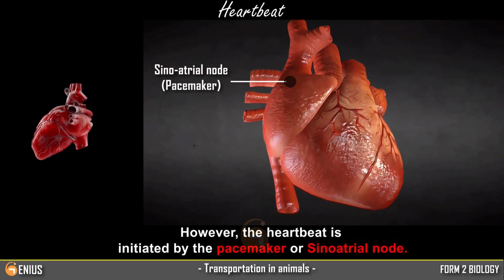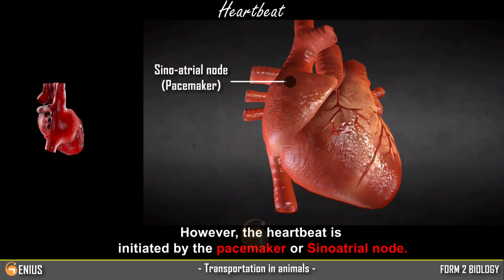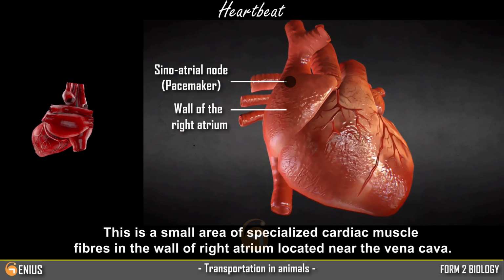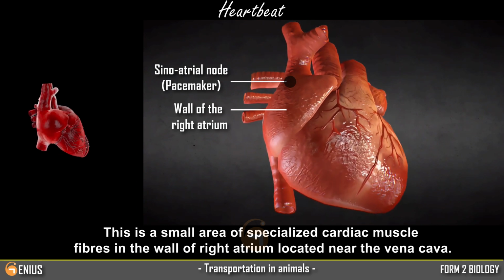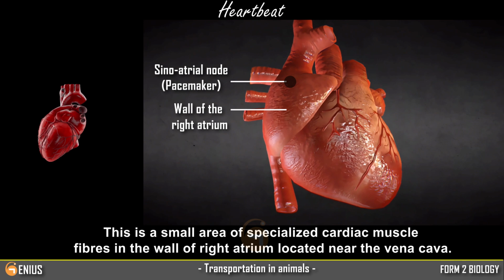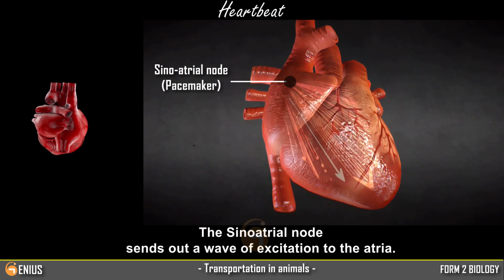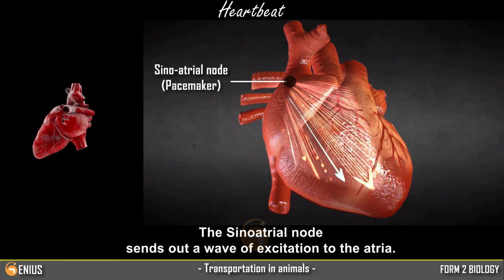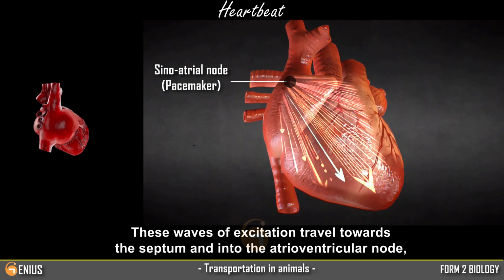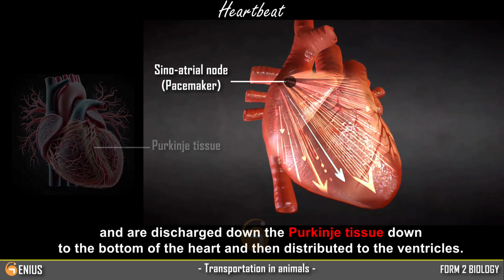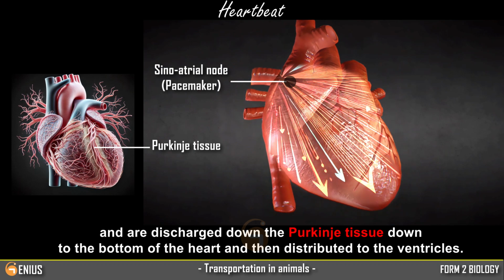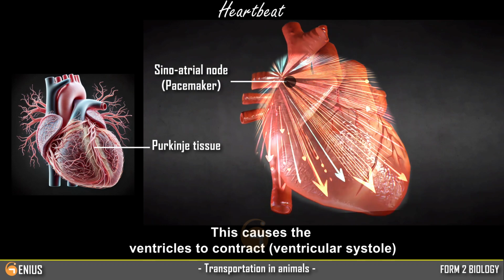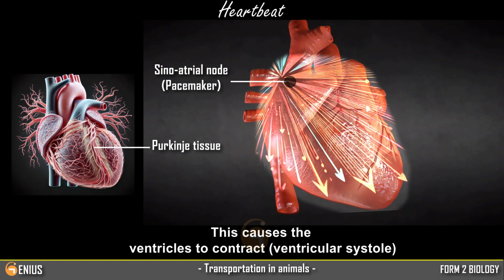However, the heartbeat is initiated by the pacemaker or sinoatrial node. This is a small area of specialized cardiac muscle fibers in the wall of right atrium located near the vena cava. The sinoatrial node sends out a wave of excitation to the atria. These waves of excitation travel towards the septum and into the atrioventricular node, and are discharged down the Purkinje tissue down to the bottom of the heart and then distributed to the ventricles. This causes the ventricles to contract, ventricular systole.